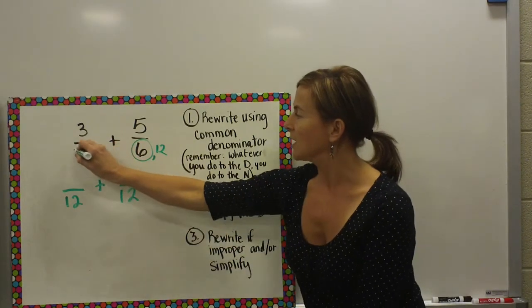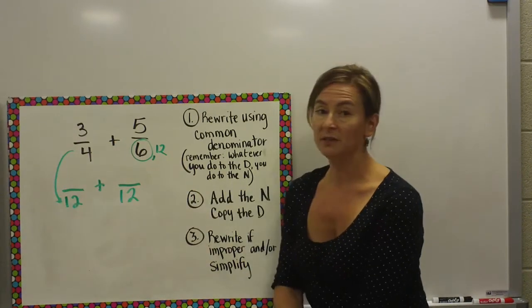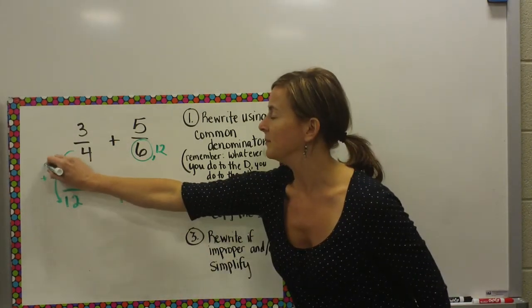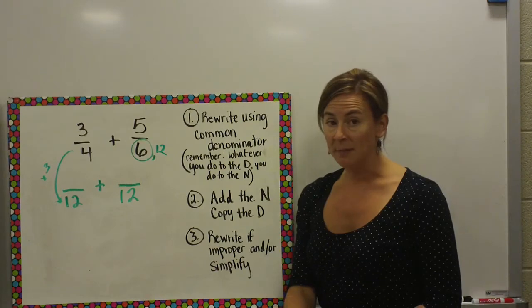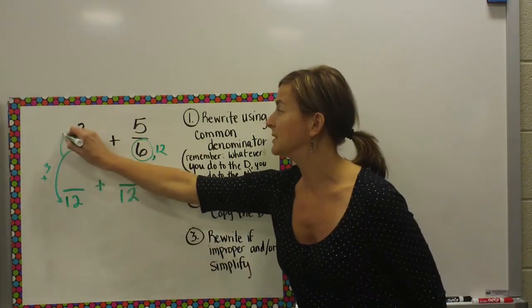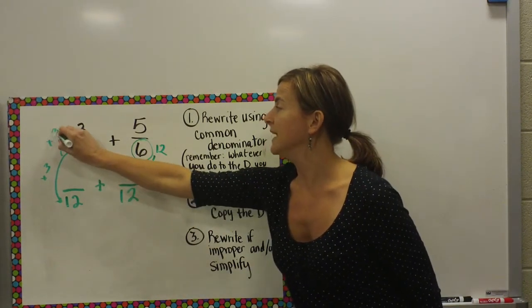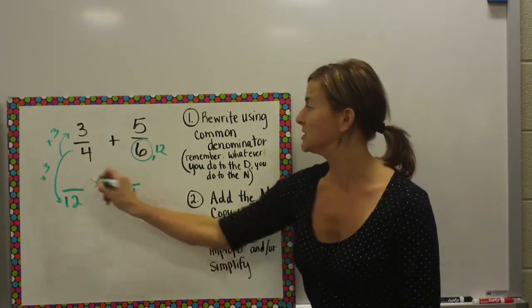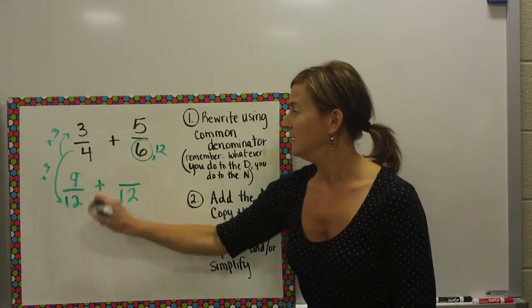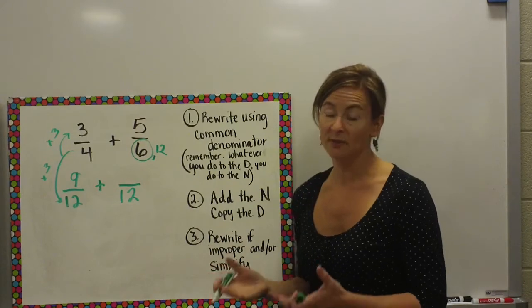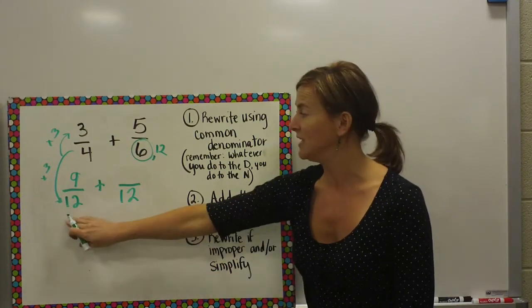To get from 4 to 12, I multiply by 3. Whatever I do to my denominator, I have to do to my numerator so it stays equivalent. So I have to multiply 3 times 3, which is going to give me 9. 9 twelfths and 3 fourths are equivalent. They're the same value, so I haven't changed the amount.